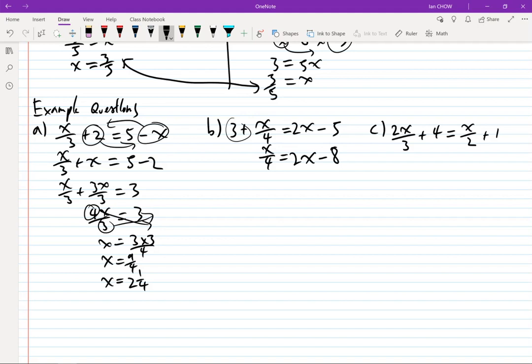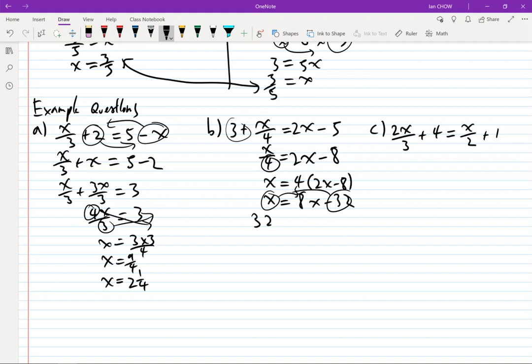And then what I would do in this case is I'm going to send my 4 to the other side. So x is equal to 4 bracket of 2x minus 8. And then I'm going to expand the bracket. x is equal to 8x minus 32. And then what I'm going to do is I'm going to send this single x to this side and then the minus 32 to the other side.